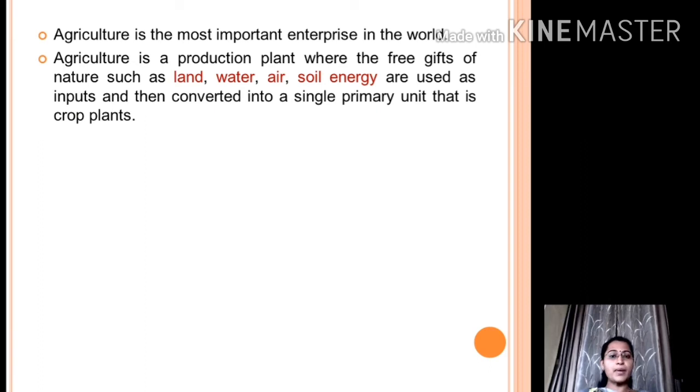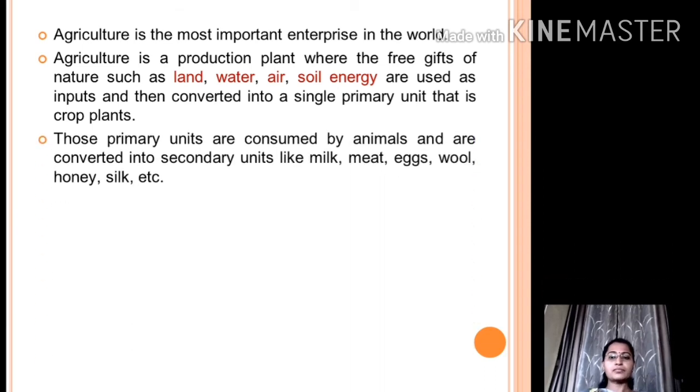Agriculture is a production plant where the free gifts of nature, such as land, water, air, and soil energy, are used as inputs and then converted into a primary unit, that is, crop plants. Those primary units are consumed by animals and are converted into secondary units like milk, meat, eggs, wool, honey, silk. These are the examples of secondary units.